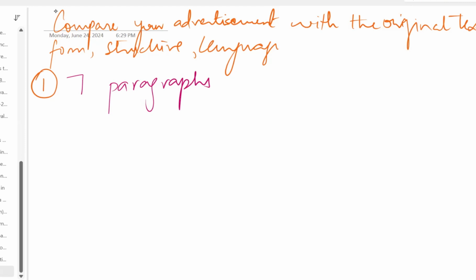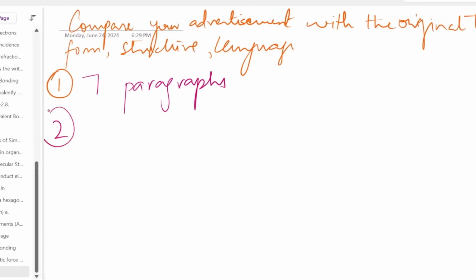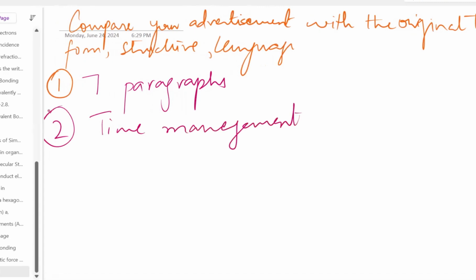Okay, so I told you already that there are going to be altogether 7 paragraphs. Now we are going to manage the time. The second thing, which is very important, is time management. How are we going to do the time management in this question so as to accomplish it successfully? You need to plan, and it is important that we only write 7 paragraphs.